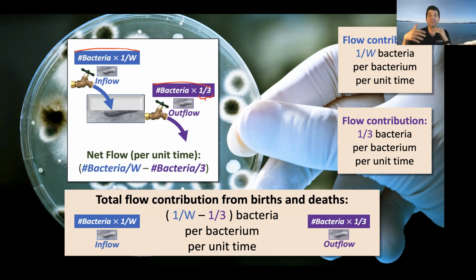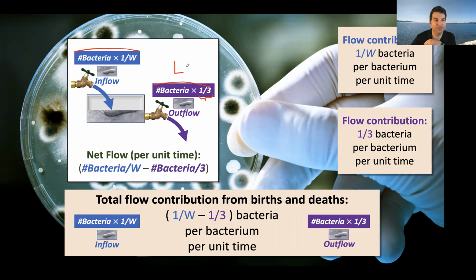And so if we want to measure the total shrinkage of the whole population, then it's the number of bacteria shrinking times how much each individual bacteria is shrinking. And so the number of bacteria times 1/3 gives you the total population shrinking rate, and that's the outflow rate. So that's why the outflow is number of bacteria times 1/3.